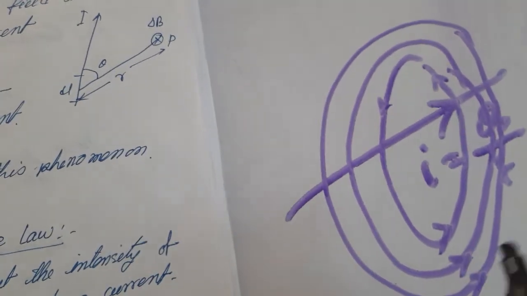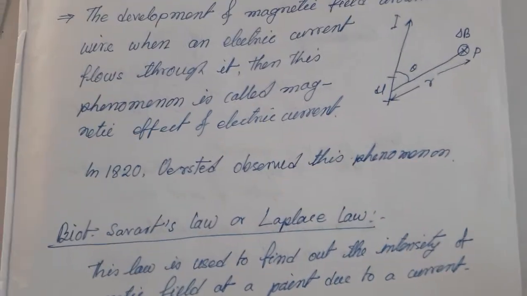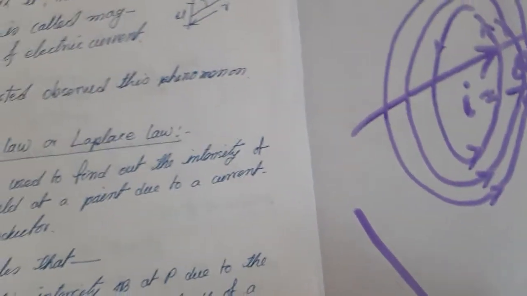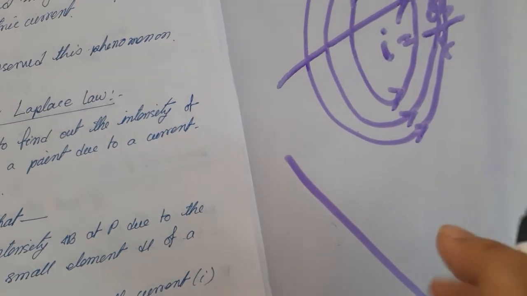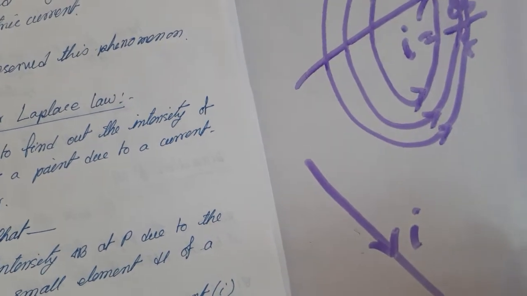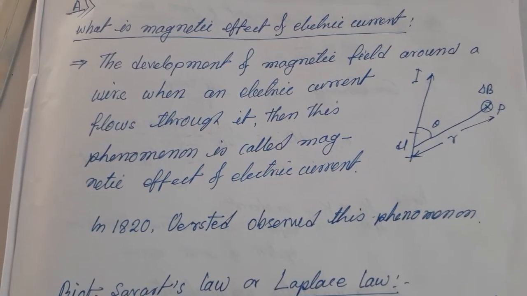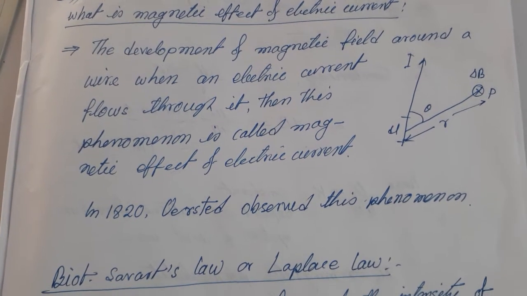This phenomenon was first observed by Oersted in 1820, and from this he concluded the production of magnetic effect or magnetic intensity when there is a current flowing in a conductor. So basically we can say that the production of the magnetic field around a wire when an electric current flows through it is called the magnetic effect of electric current.